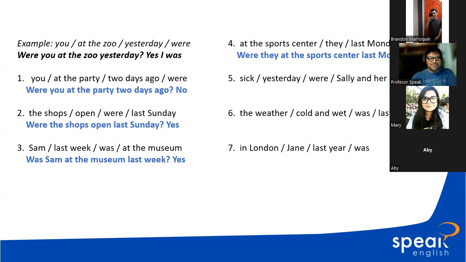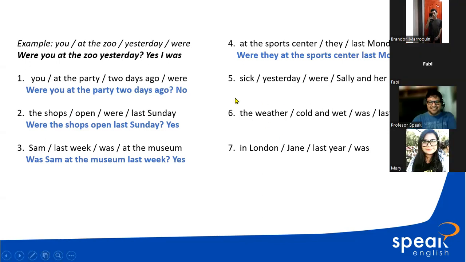Okay. Brandon Marroquin. Sally, were Sally and her sister sick yesterday? Yes. Were Sally and her sister sick yesterday? It says there yes. So what would be the complete answer? Yes, they were. Right, because it says Sally and her sister. So that means 2 people.